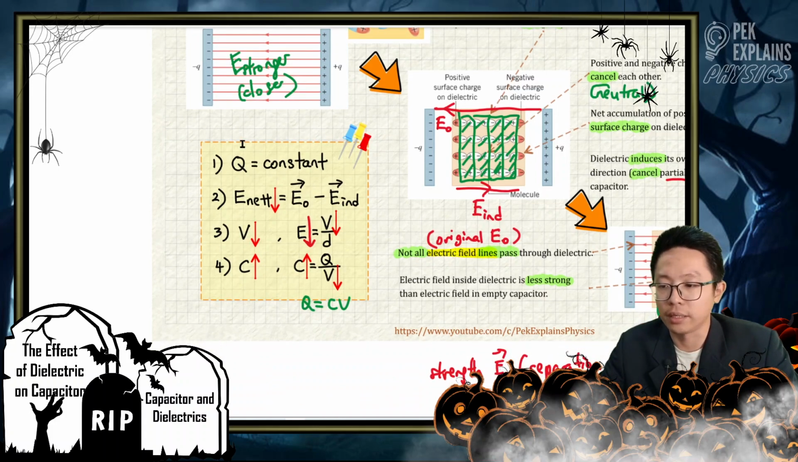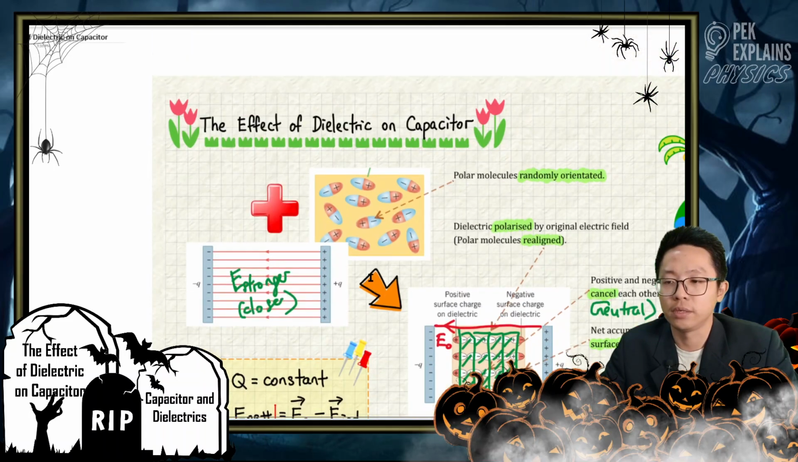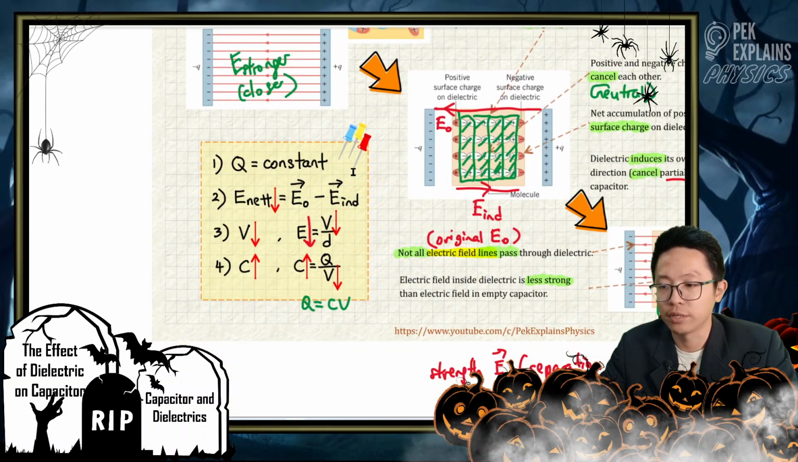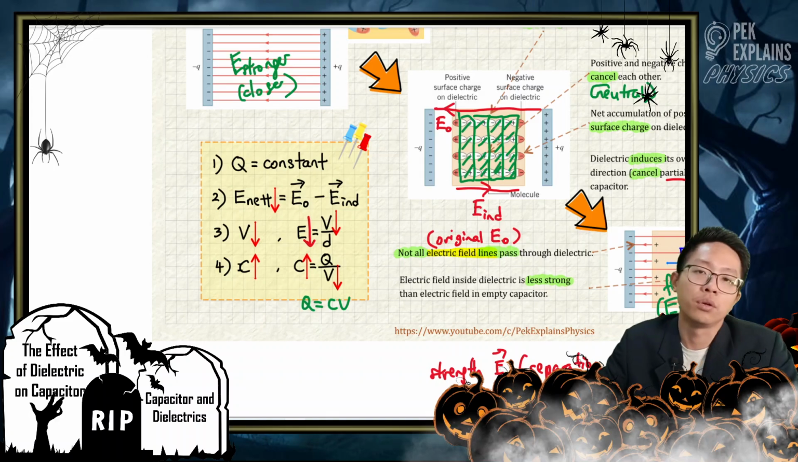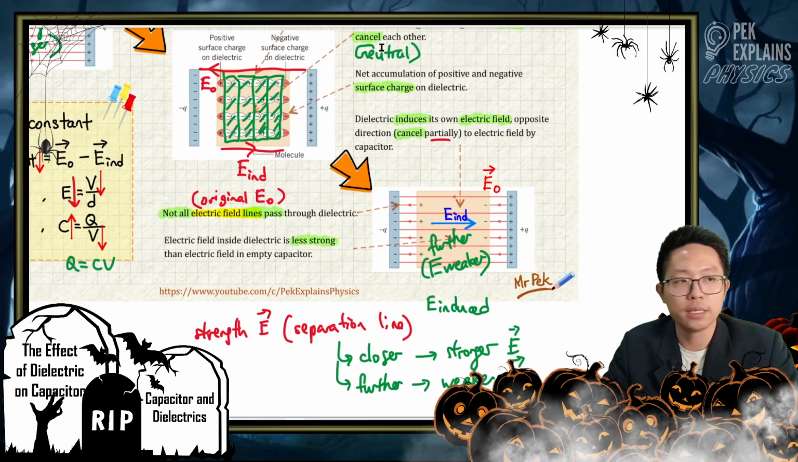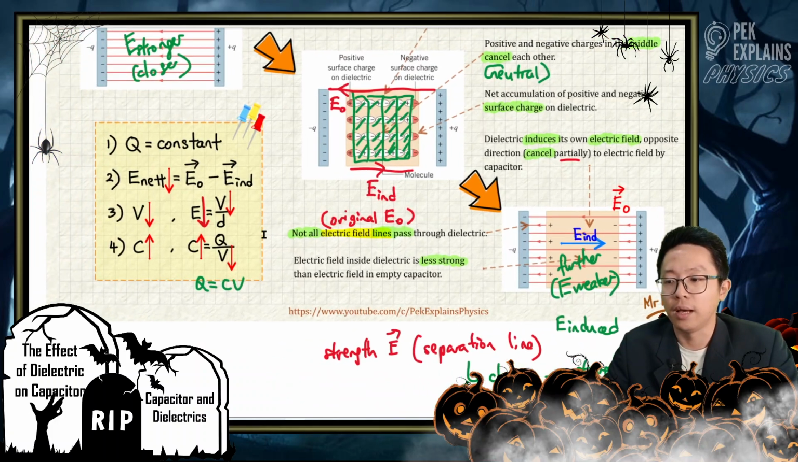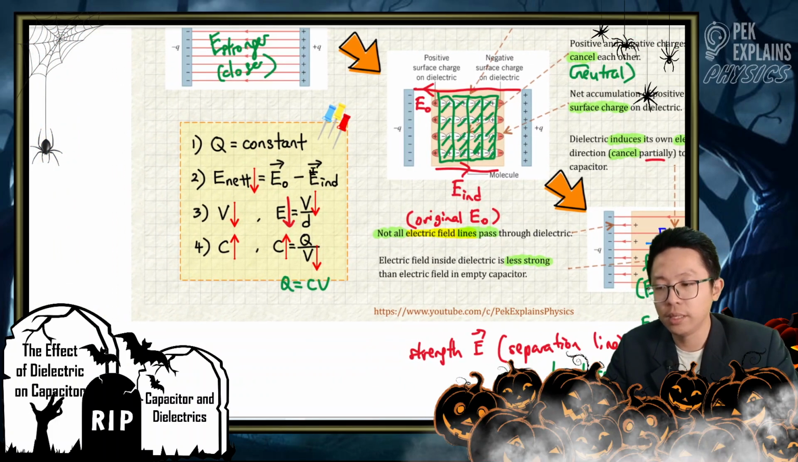So actually these are the key points to explain the effect of dielectric on a capacitor. You must remember this. If the question asks you what is the effect of dielectric on a capacitor, you must remember these 4 points. If you give these 4 points, you already get full marks. All the others are just qualitative explanation. Normally, for the answer to the question, we look for these 4 points only. So just remember these 4 points.